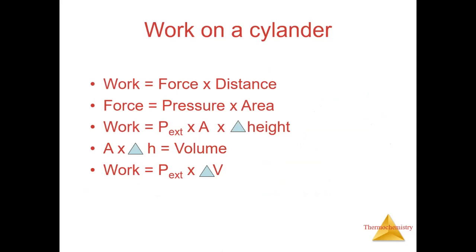Since work is equal to force times distance, and the force is equal to pressure times the area, then we got the P external, the pressure, times the area times the height. Area times height is volume. And literally the area isn't changing. The only thing in that cylinder that's changing is the height. So we literally have our work is equal to our external pressure times the change in volume. Are we good with this one?